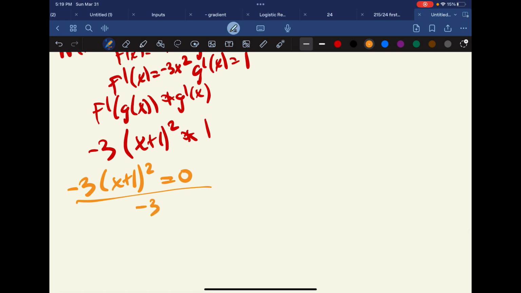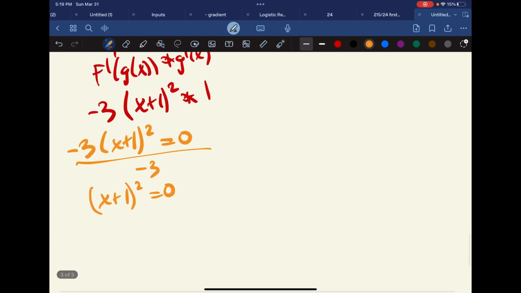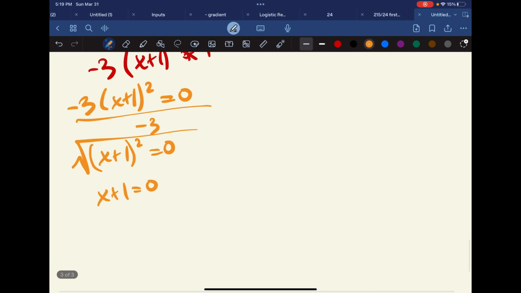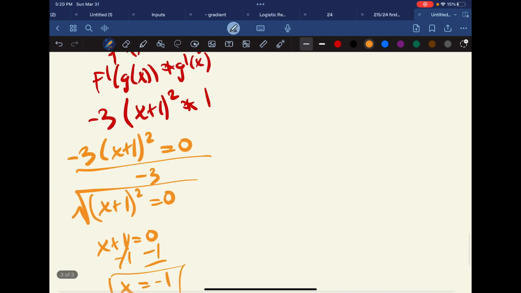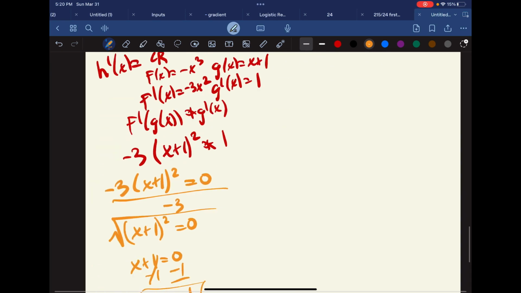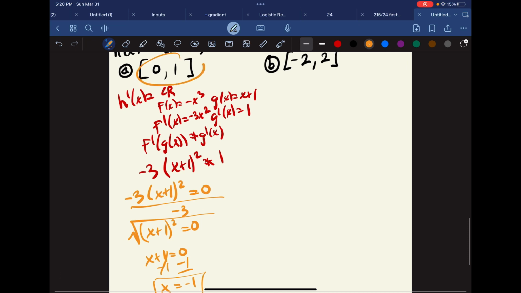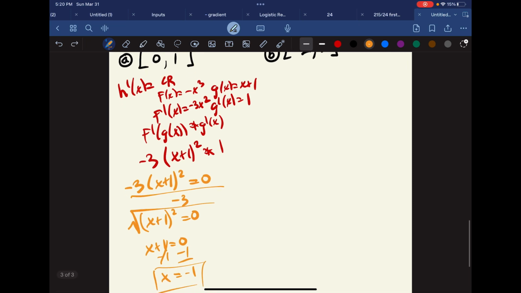We can divide both sides by negative 3, and then we can take the square root of both sides to get x plus 1 equals 0, and then we can subtract that 1, move it over, x equals negative 1. So that's our critical point. But you may have noticed, negative 1 is not on this interval. So when that happens, we can't use our critical point as a candidate for max or min.